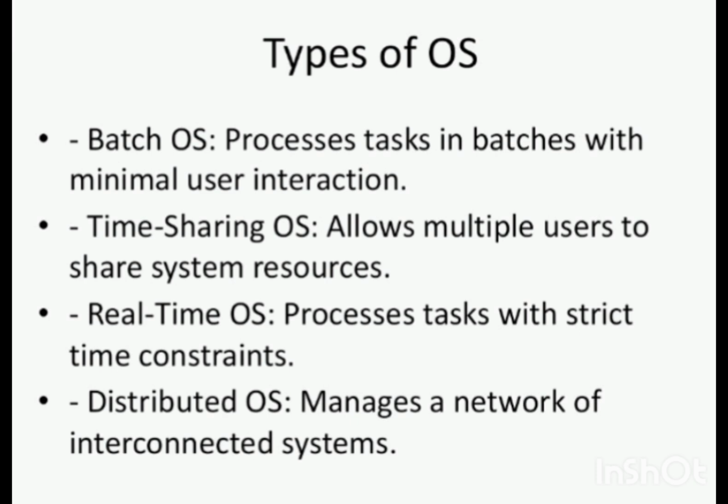Types of OS: batch OS, time sharing OS, real time OS, distributed OS. The batch OS processes tasks in a batch with minimal user interaction. Time sharing OS allows multiple users to share the system resources. Real time OS processes tasks which are strictly time constrained. Distributed OS manages a network of interconnected systems.